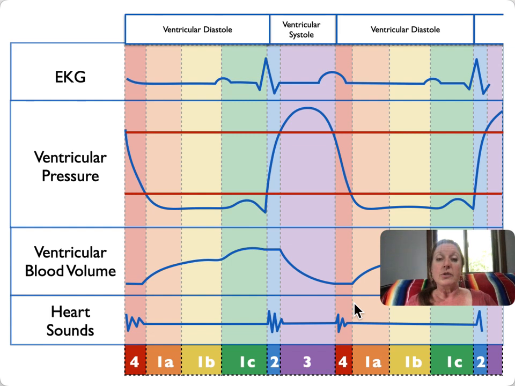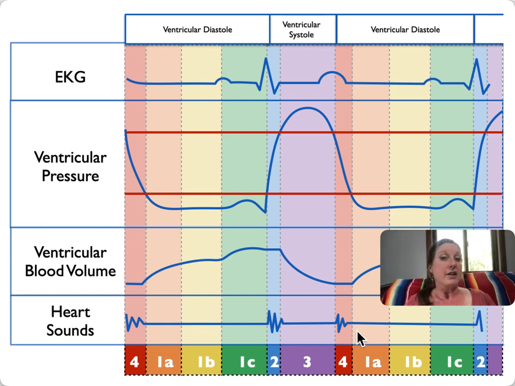So heart sounds come from valve closures. Not the sound of the valve actually closing, but what we hear is the sound of the blood crashing against the closed valve. And you can see that there's a heart sound here and a heart sound here. These correspond to what you would hear with a stethoscope. So lub-dup, lub-dup. This is lub-dup, the first heart sound and the second heart sound.